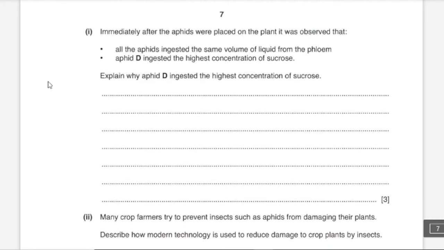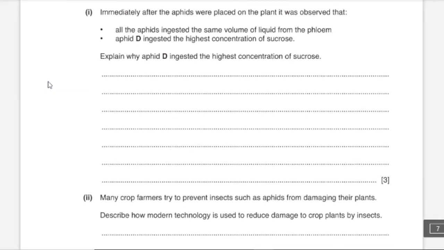Okay. Part 1. Immediately after the aphids were placed on the plant, it was observed that all of the aphids ingested the same volume of liquid from the phloem. Aphid D ingested the highest concentration of sucrose. Explain why aphid D ingested the highest concentration of sucrose.